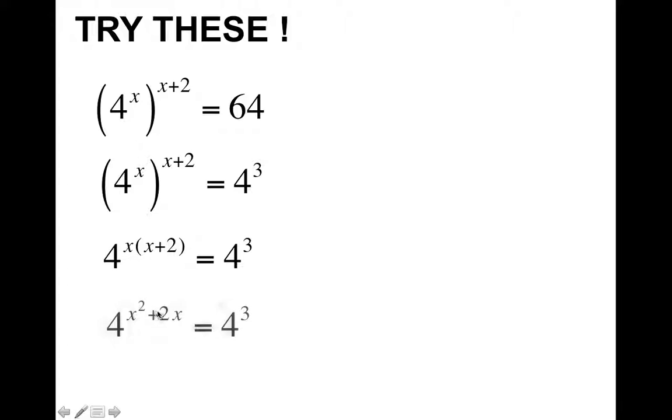Now I'm going to multiply through here and see what I get. That becomes x squared plus 2x equals this. Okay, so again, we have the same base, and now we have exponents. So in order for these to be equal to each other, this exponent must equal this exponent. So x squared plus 2x must equal 3. That's the only way this will be true here.